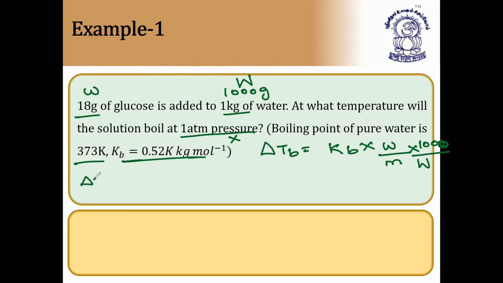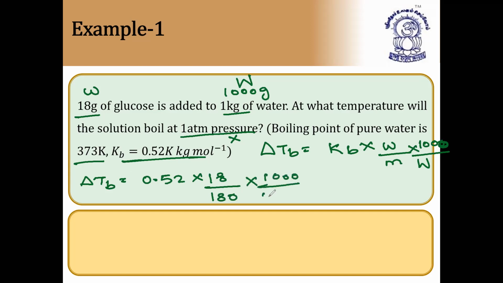Delta TB is equal to KB value, 0.52, into weight of solute, that is 18 grams of glucose, by molecular weight of solute, 180, because glucose, C6H12O6, has molecular weight 180, into 1000 by weight of solvent, which is again 1000, because 1 kg is given, so 1000 grams. So 1000 gets cancelled, so 0.52 by 10. So 0.52 by 10 is equal to 0.052.